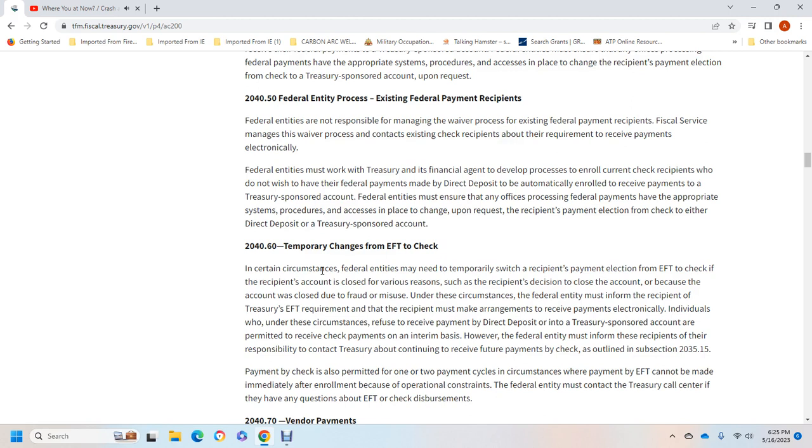Payment by check is also permitted in one of two payments, like the circumstance where the payment by electronic funding transfer cannot be made immediately after enrollment because of operational constraints. The federal entity must contact the Treasury call center if there are any questions about electronic funding transfer and check disbursement.